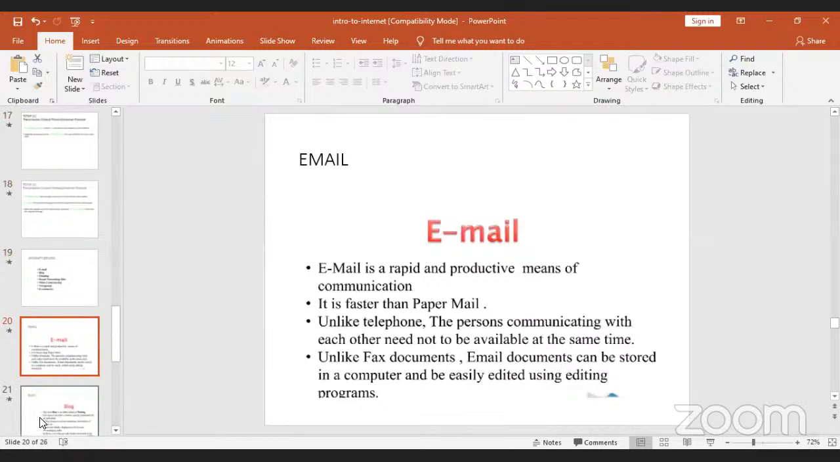That is a rapid and productive means of communication. It's faster than paper mail, unlike the telephone, which is where we started communication from. If I call you on the phone, not everything I say is documented. So electronic mail is an improvement on communication, and it is now legalized. If I send you an email, it can be a legal document against you that you have received it, I've sent it to you, and you have acknowledged it. Email documents can be stored in a computer and be easily edited using editing software.